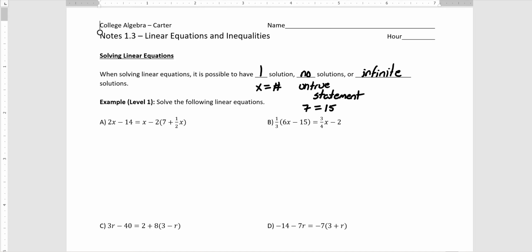What's more, notice that the variable is gone from that final equation. We just have 7 equals 15. All right, if we just have 7 equals 15, there's no variable. There's nothing we can really identify there.